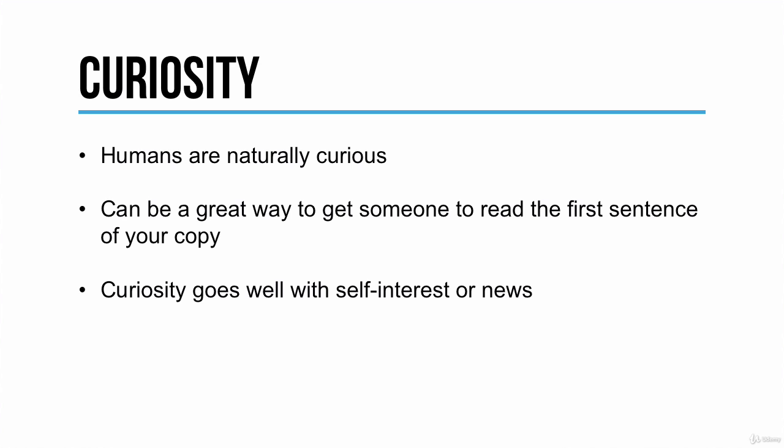And finally, we have the curiosity appeal. This is effective because humans are naturally curious, and it can be a really great way to get someone to read the first sentence of your copy. But as I mentioned in the beginning of this video, in the hierarchy of effectiveness, curiosity is third on the list, below news or self-interest. For this reason, headlines that just appeal to curiosity are not very effective. But if you couple a curiosity headline with a self-interest headline, or couple a curiosity headline with a news headline, then that can be very effective.